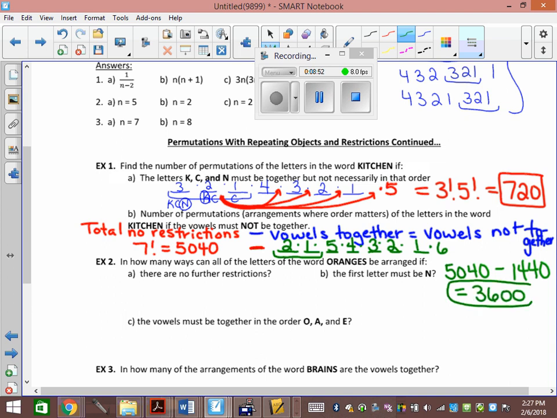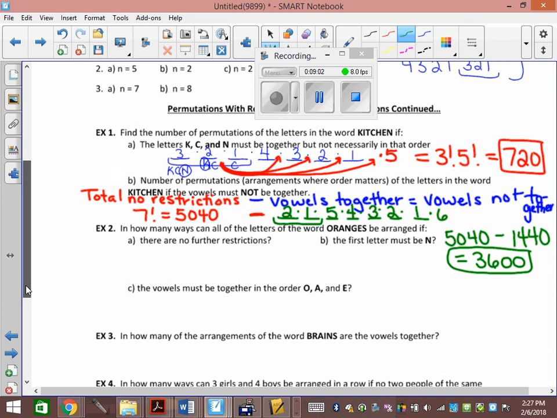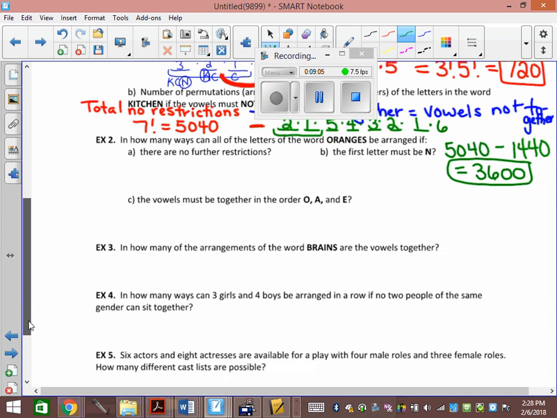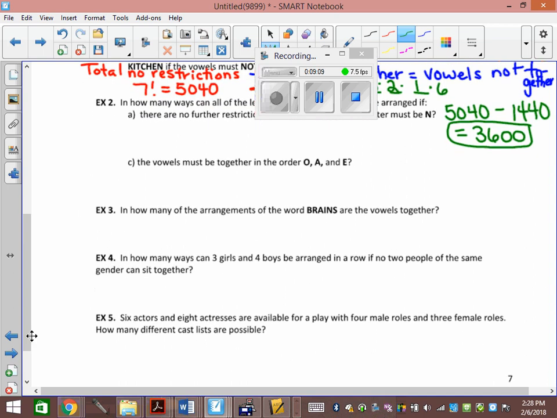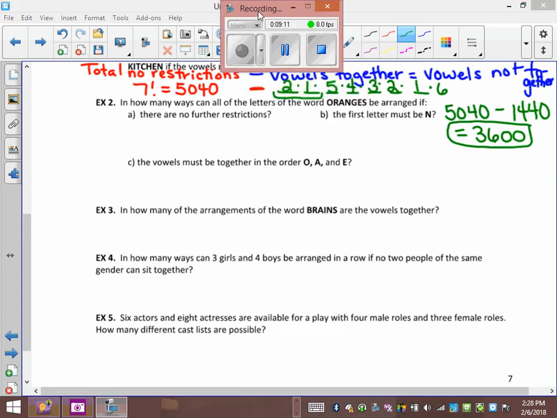You need to know how to do these questions where it says not together. You need to know how to do them. Okay? They're fair game. I want you guys to try example 2, 3, 4, 5, and I'm going to put a 6th example. Try them out.